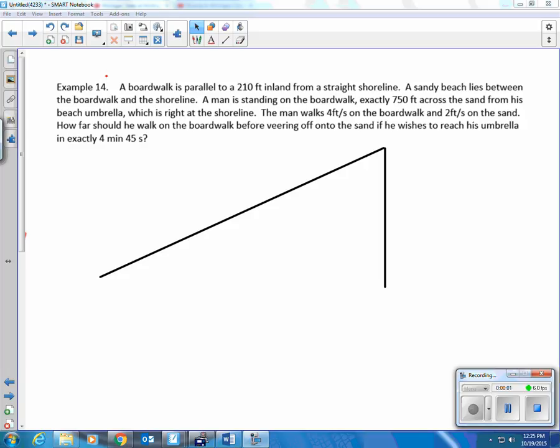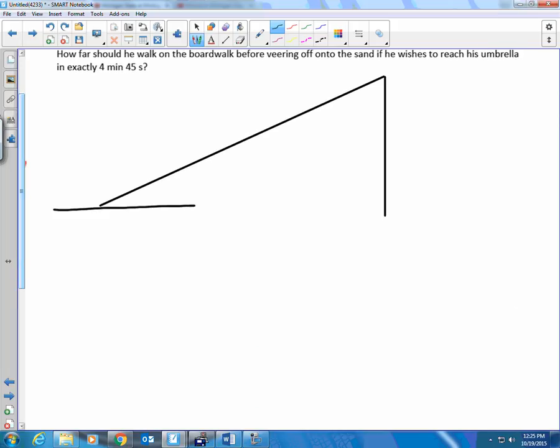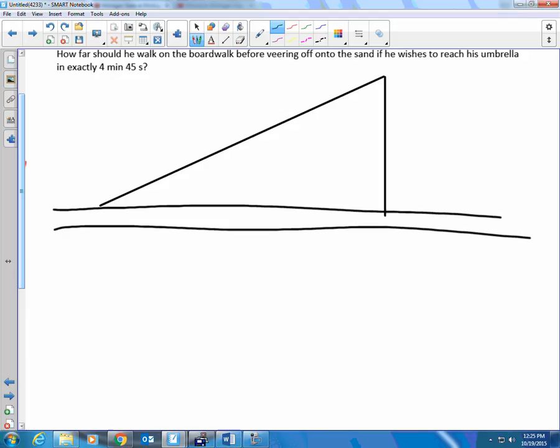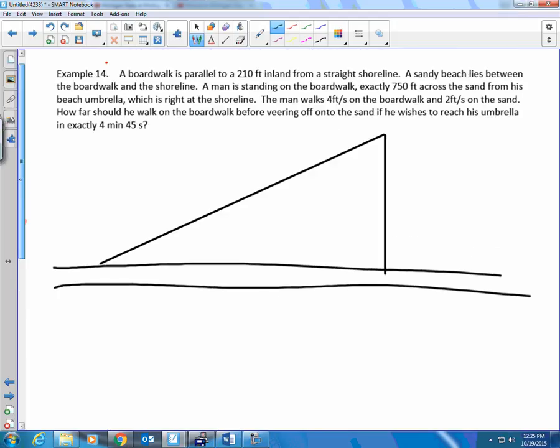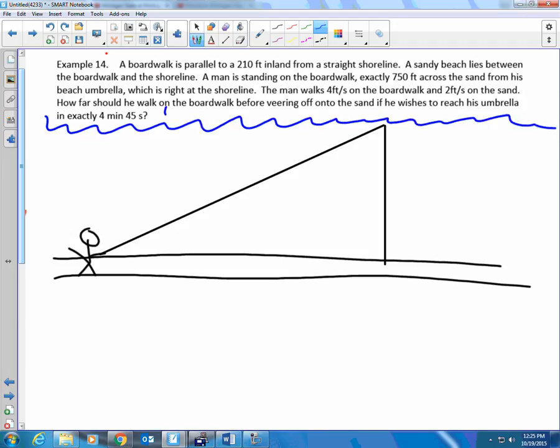The problem doesn't read very well. I apologize for that, but we've got this boardwalk, and I'll draw it right here. And we've got a man standing on the boardwalk, and the boardwalk is 210 feet inland from water.